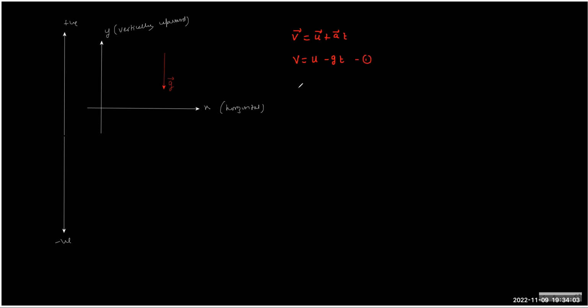The next is displacement equals to, which was delta r, ut plus, means vector addition, half at square. In this case, how we can write? Or you can write, okay, one more step. I can also write this as v vector equals to u vector plus g vector into t.